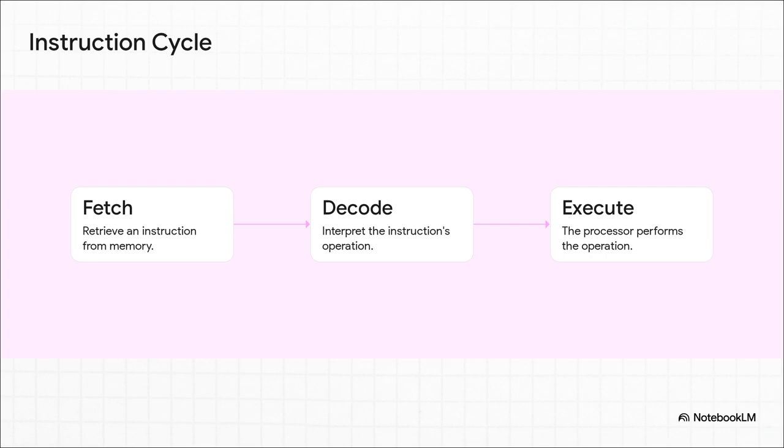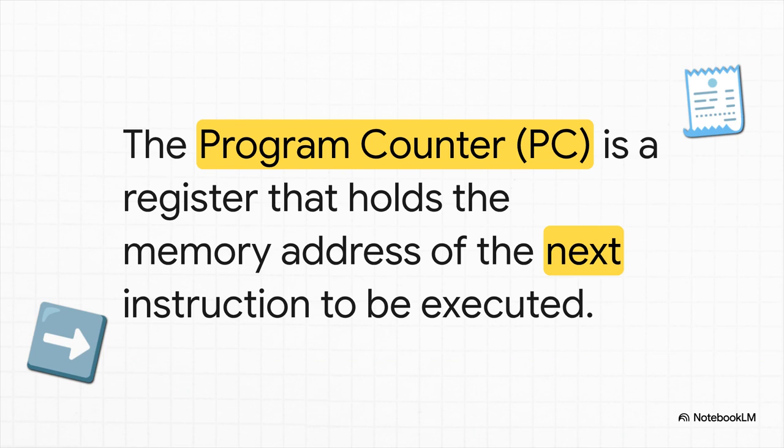It's wild. But wait. How does the CPU know which instruction is next in line? Well, it has this little bookmark, basically. It's a special high-speed spot inside the CPU called the program counter. And its only job, its entire purpose in life, is to hold the memory address of the very next instruction. That's how it keeps everything running in perfect order.